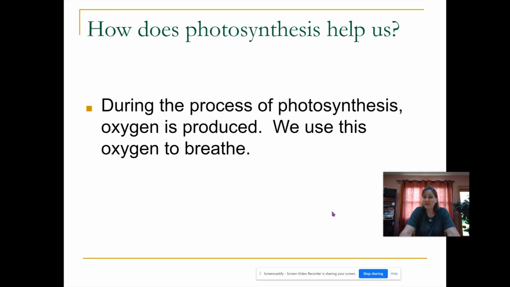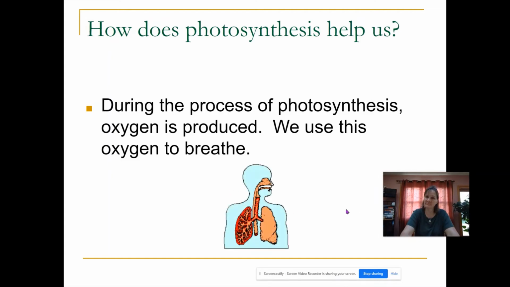So, why do we care about photosynthesis? Well, it's really important for us because photosynthesis produces oxygen. And we just learned about the respiratory system. And we need oxygen in order to live.